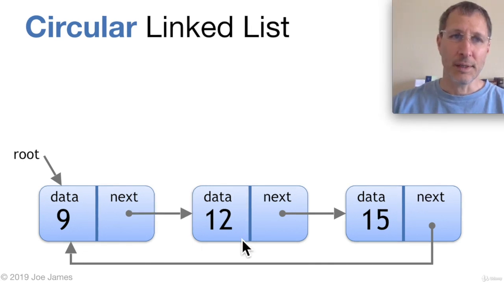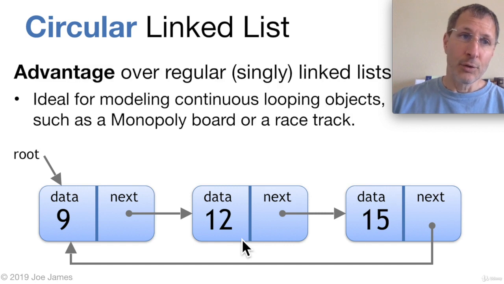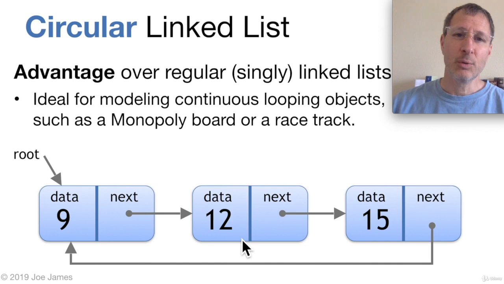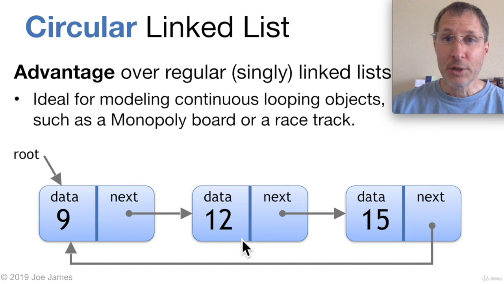So that's basically it. That's the only difference with a circular linked list. So what are the advantages of a circular linked list? Well, it's great for modeling continuously looping data or objects. So something like a Monopoly board or any game board or a racetrack or something that continuously loops. And there are a lot of different looping objects in the real world. So if you want to model some continuously looping set of objects in a computer program, a circular linked list is one way to do that.